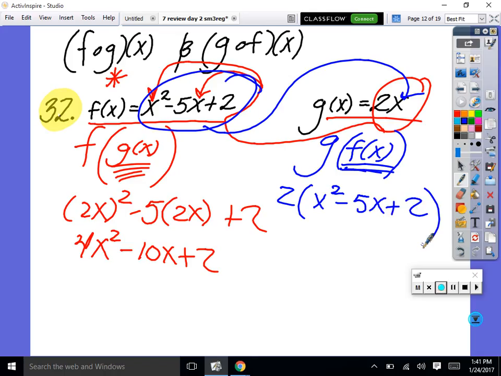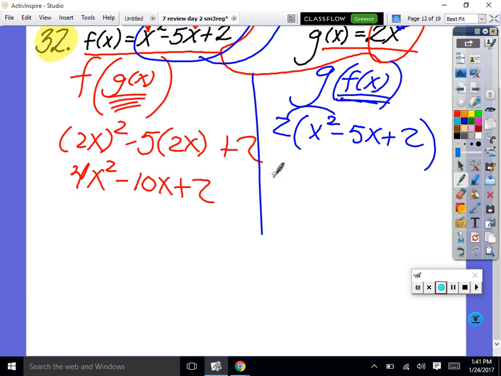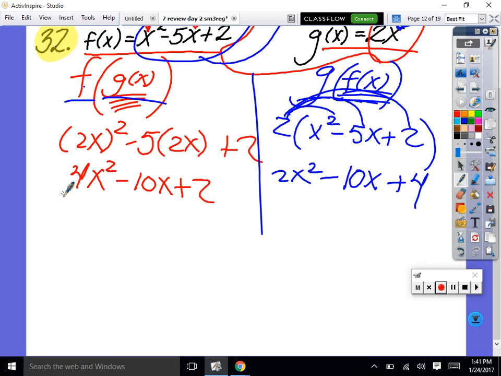So then our final answer for that, we would distribute. We're not solving though. So that's 2x squared minus 10x plus 4. And we're done. We found f of g of x, f composed of function g, and we found g of f of x, taking function g and composing a function f. So on the test, I'm going to say this equals what? Like you're going to have to know which one's which.